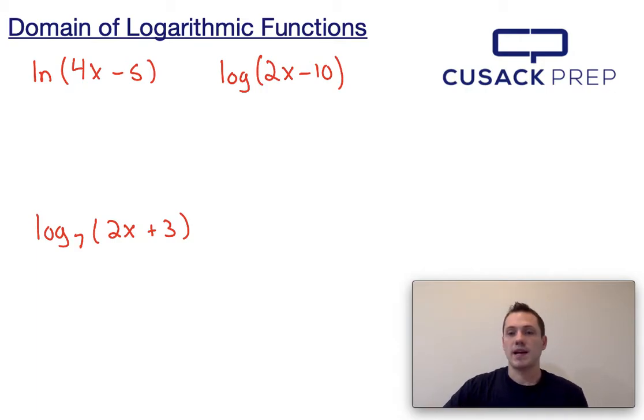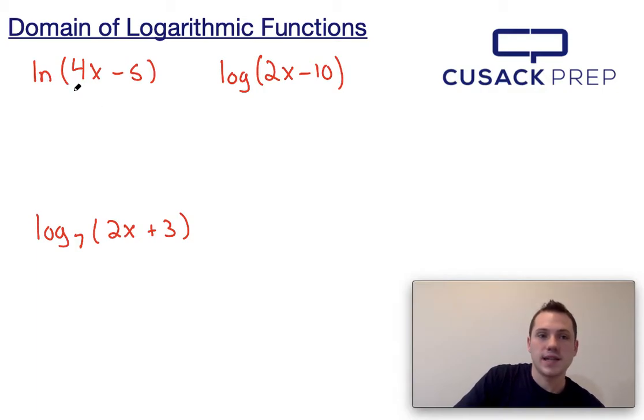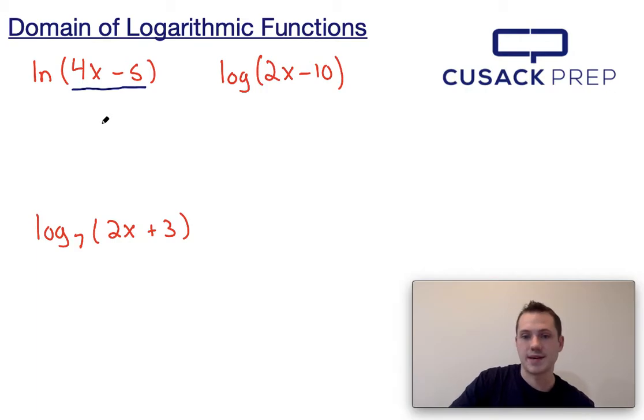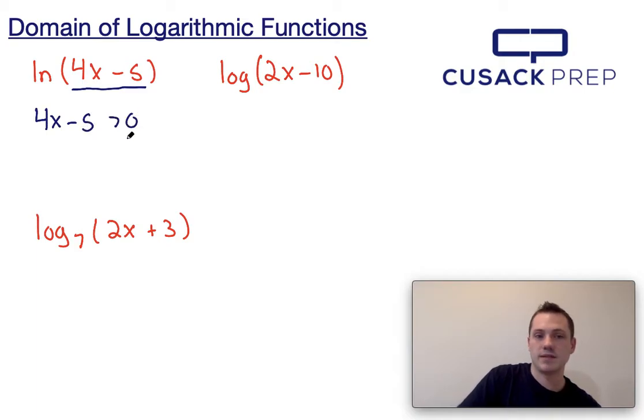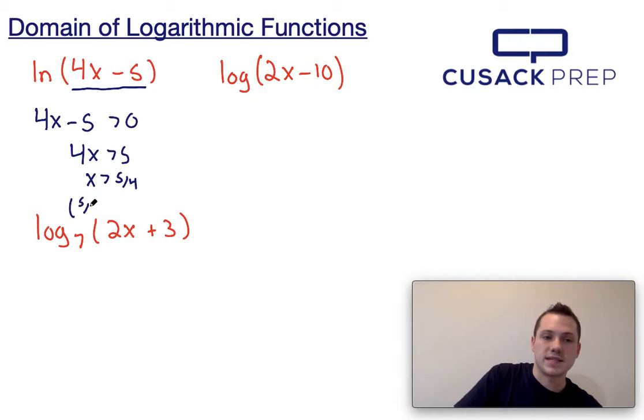So the way that you figure out the domain of a logarithmic function is whatever's inside of the parentheses has to be greater than 0. So for this first example, I could say that 4x minus 5 has to be greater than 0. Adding 5 to both sides, I would find 4x is greater than 5, or x is greater than 5 over 4. Well, what this turns into is 5 over 4, comma, infinity.